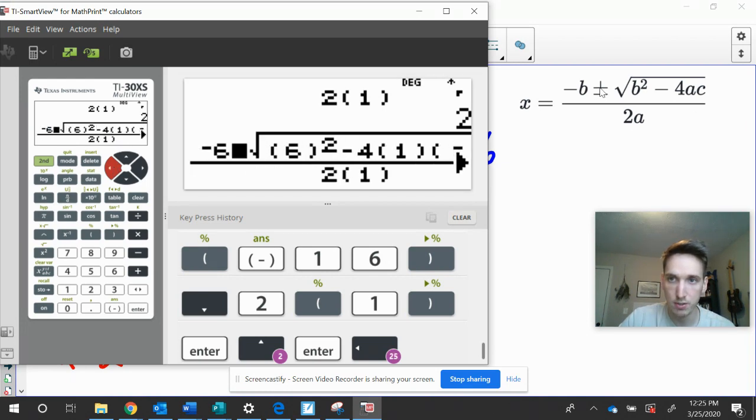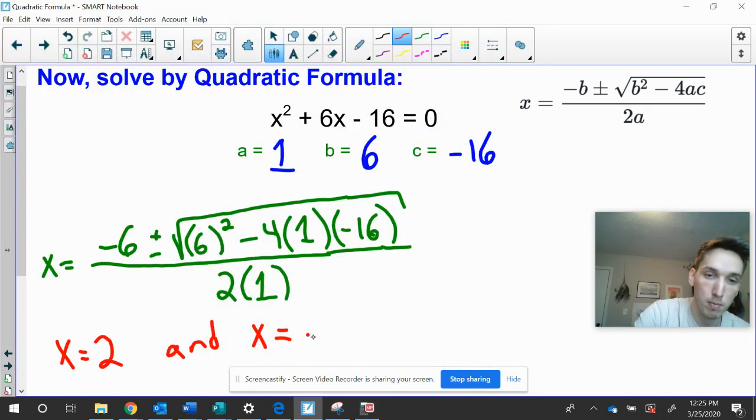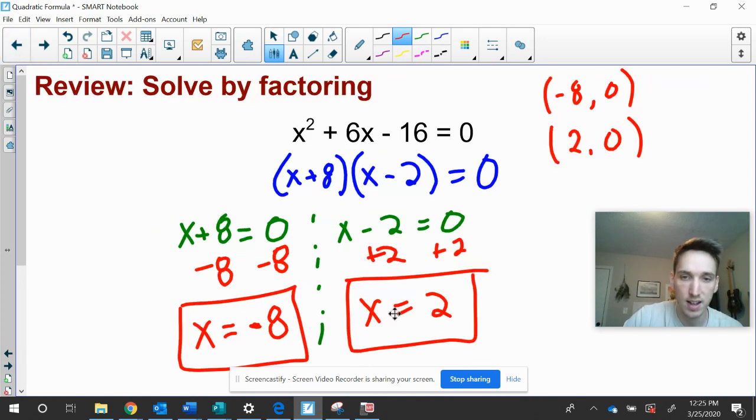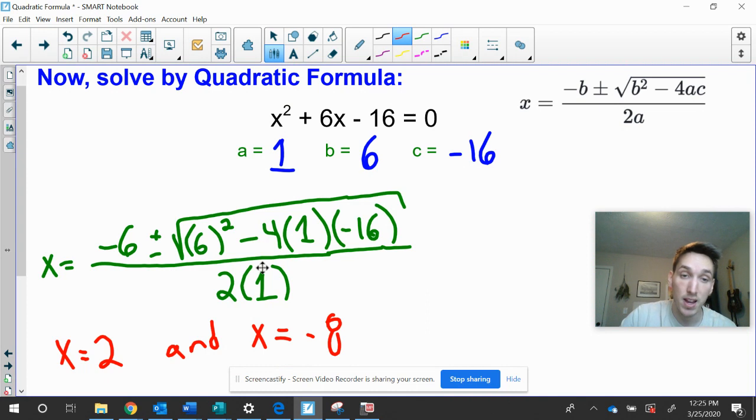So the plus and minus right here, we did plus. Now change it to a minus. Press enter. Look what we got, negative 8. That's what we were hoping for, right? X equals 2 and x equals negative 8. Because if you look back here, isn't that what we had here? X equals 2, x equals negative 8. So we used the quadratic formula, and we got the same answer that we did when we factored, right?